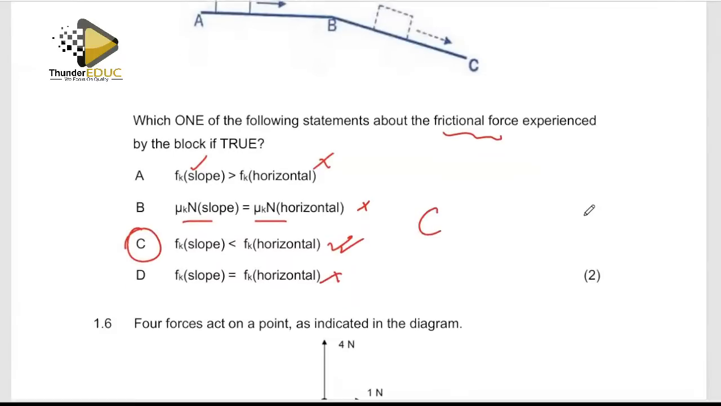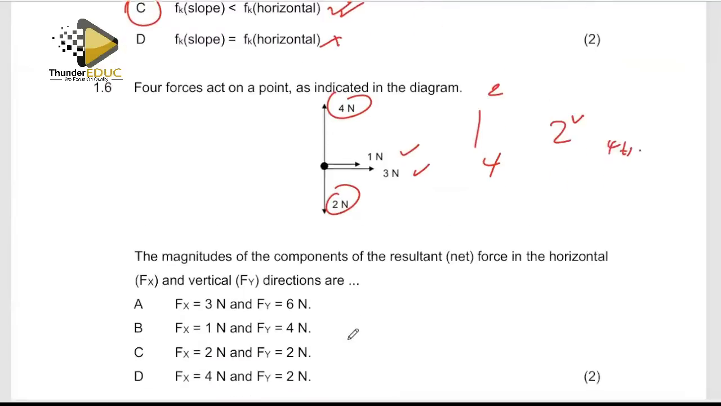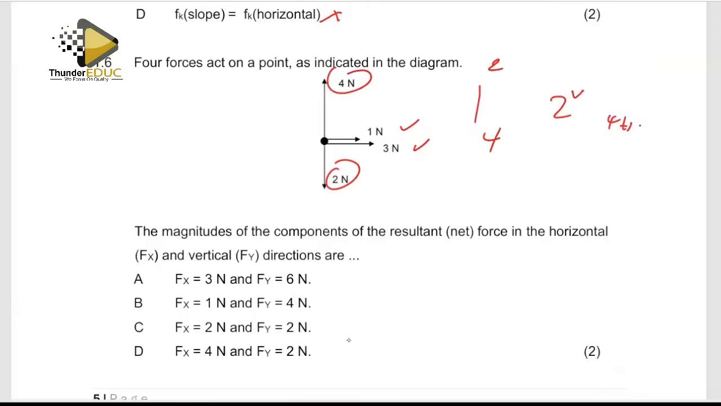Then 1.6, we have 4 forces that are acting on a point as indicated. We need the magnitude of the components of the resultant net force in the horizontal and the vertical. With the horizontal, we have 1 and 3, which is 4. With the vertical, it's 4 minus 2, which is a 2. So a 2 in the vertical and 4 in the horizontal. So Fx, we said 4. This is wrong, this is wrong, this is wrong. This is correct. That is fine. So option D becomes the best.